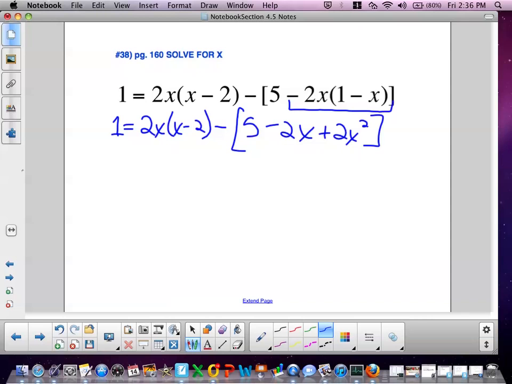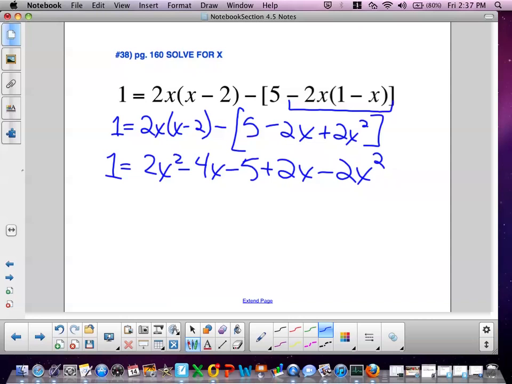So go back to the beginning. Let's recopy the 1. And at this point, I think it's safe to go ahead and distribute the 2x to x minus 2. So 2x times x, and then 2x times negative 2. Taking care of that. Now I'm going to remove the brackets, and since 5 is positive in the bracket, it will become negative without the bracket. This is negative inside the bracket, but it's minus a negative, so it becomes plus 2x. This is a plus 2x squared inside the bracket, but when I remove it with the negative sign, it becomes this.